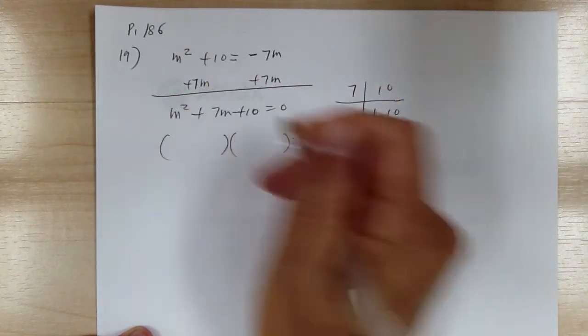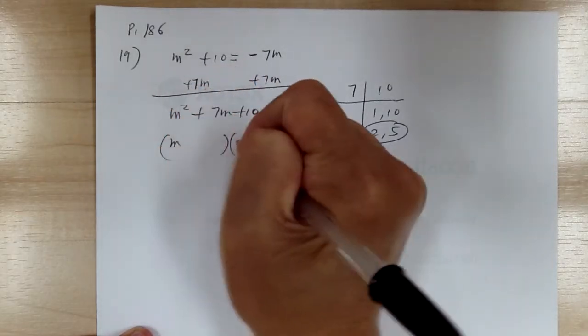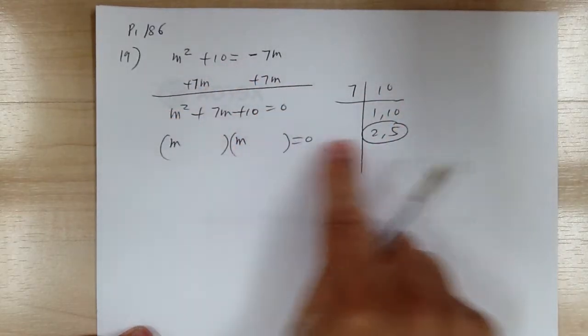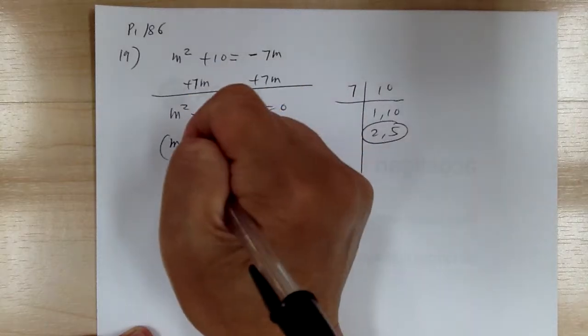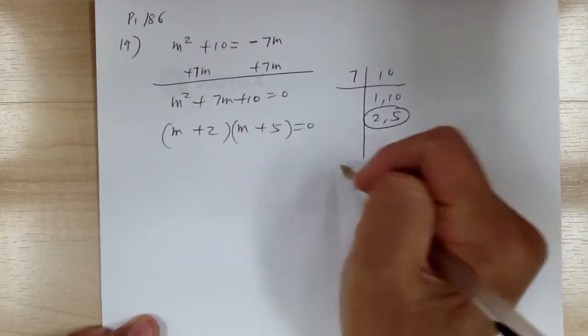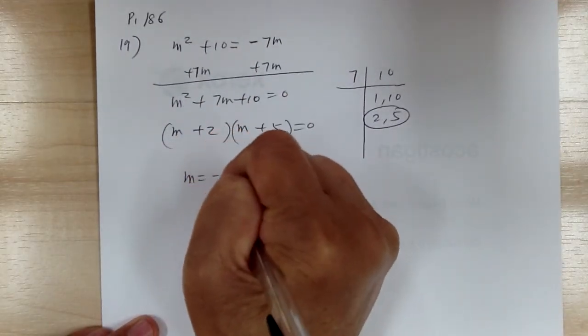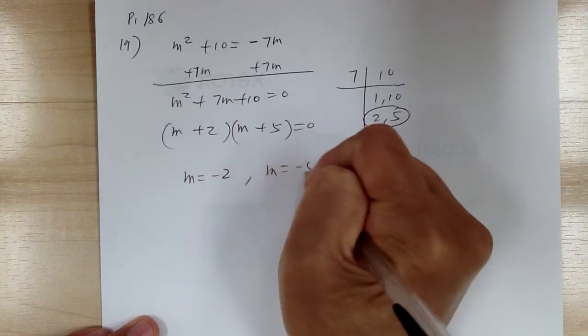So get 2 sets of parentheses, undo the first term, and there's no coefficient, so whatever you get, you can just put in here. And from here, you're going to get m equal to negative 2, m equal to negative 5.